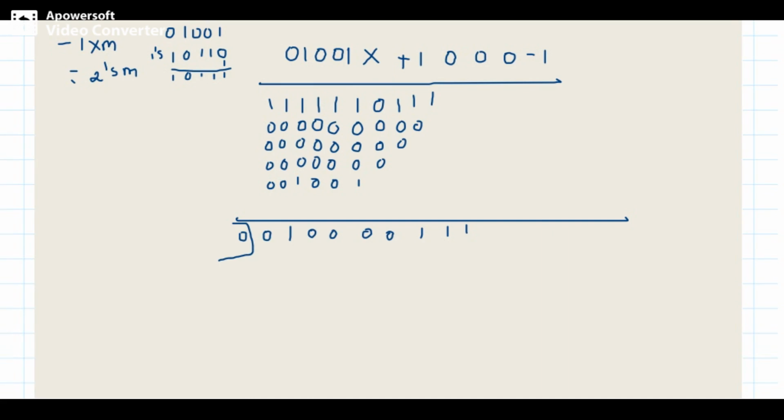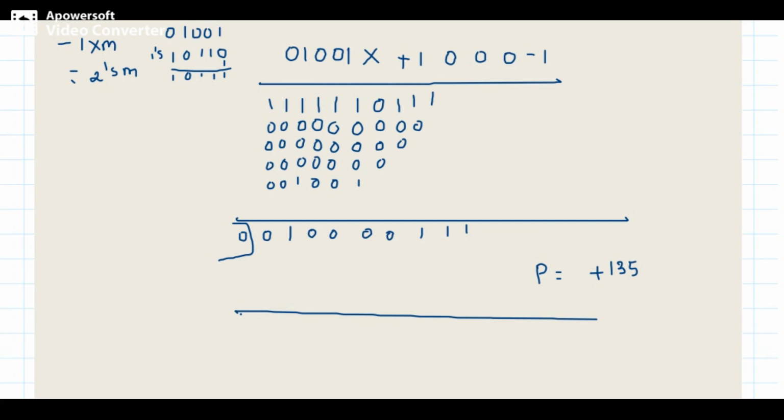So I can say that this is the final product P, that is equal to plus 135. So this is how we can perform M into Q by considering the Booth algorithm as well as the sequential multiplication algorithm.